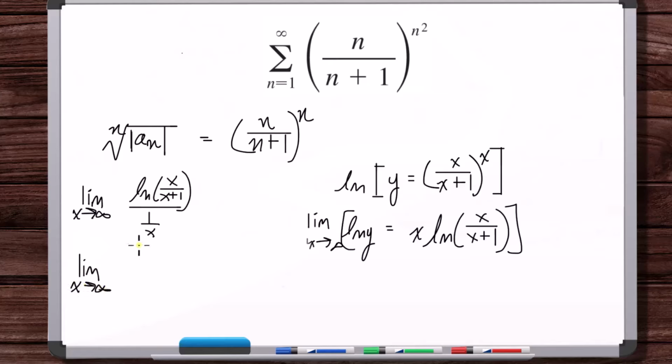We've got 1 over, so the derivative of natural log of x over x plus 1 is 1 over x plus 1. So x plus 1 over x times the derivative of the inside. So the derivative of the top is 1 times the bottom minus the derivative of the bottom times the top. So that's just 1 all over the bottom squared. So the x plus 1s cancel. So you have 1 over x times x plus 1.